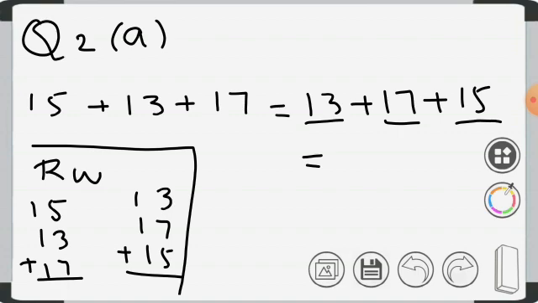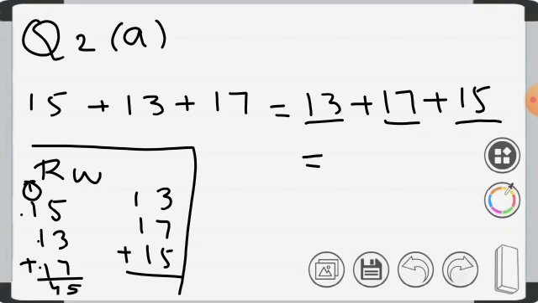We will check the property: does the sum remain the same even when you rearrange the numbers in an addition sentence? We will solve in rough work. 5 plus 3 plus 7 is 15. We will write 5 here and 1 will be regrouped. 1, 2, 3, 4.